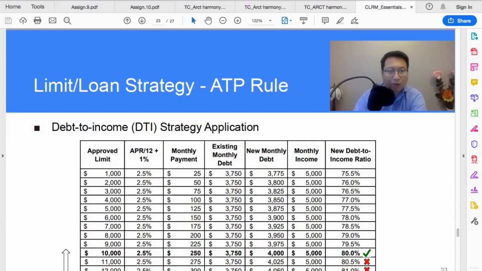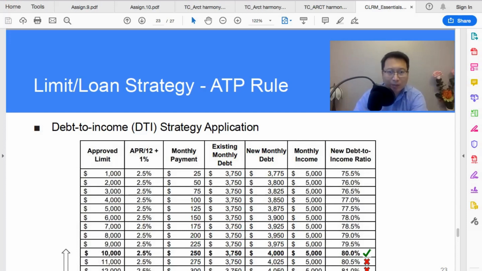If not, we have to lower it by $1,000, for example. You can also lower by every 500, but here let's use 1,000. Okay. Then until you have a limit within the DTI cap. Okay, so that's why you have so many rows here. But let's start with the bottom row, right? $12,000. APR, let's use 18%, pretty standard, divided by 12, that's 1.5% plus 1%, that's 2.5%.